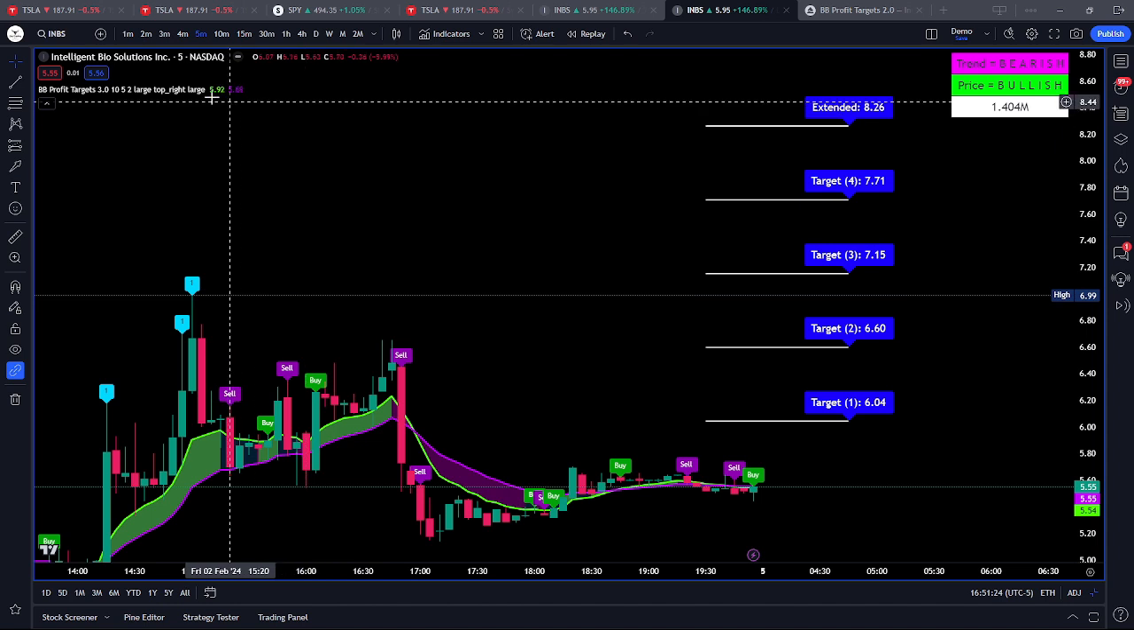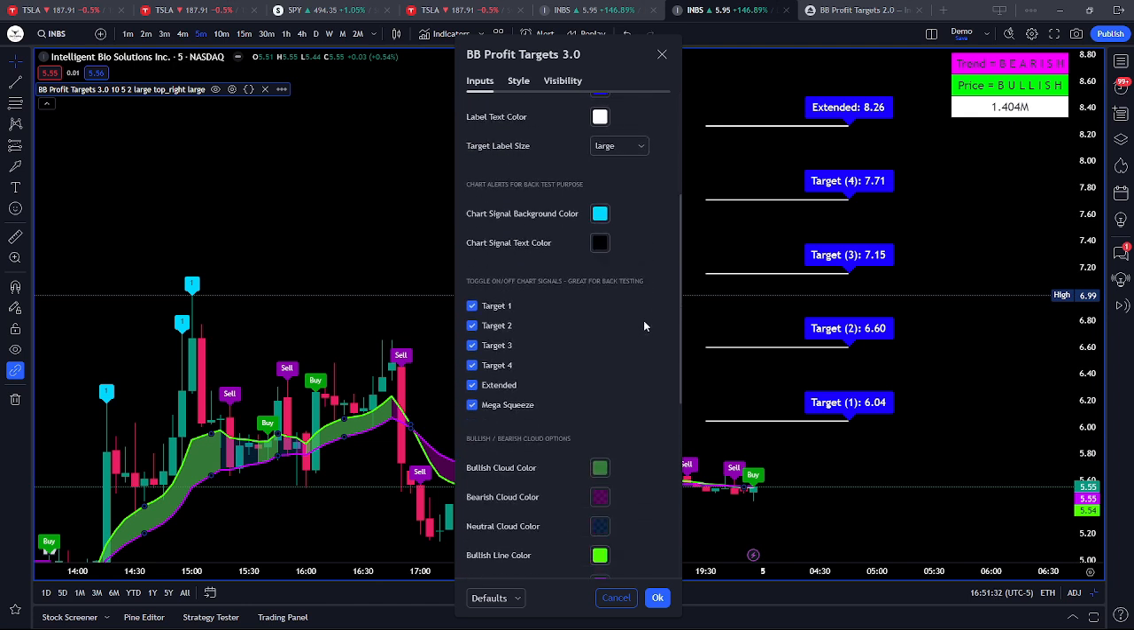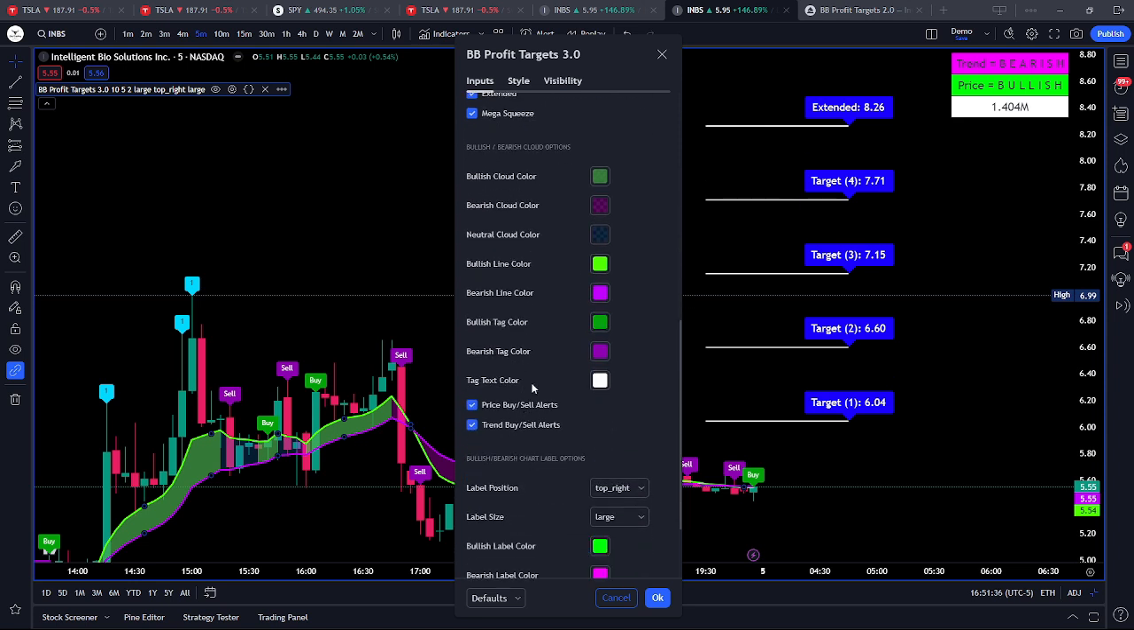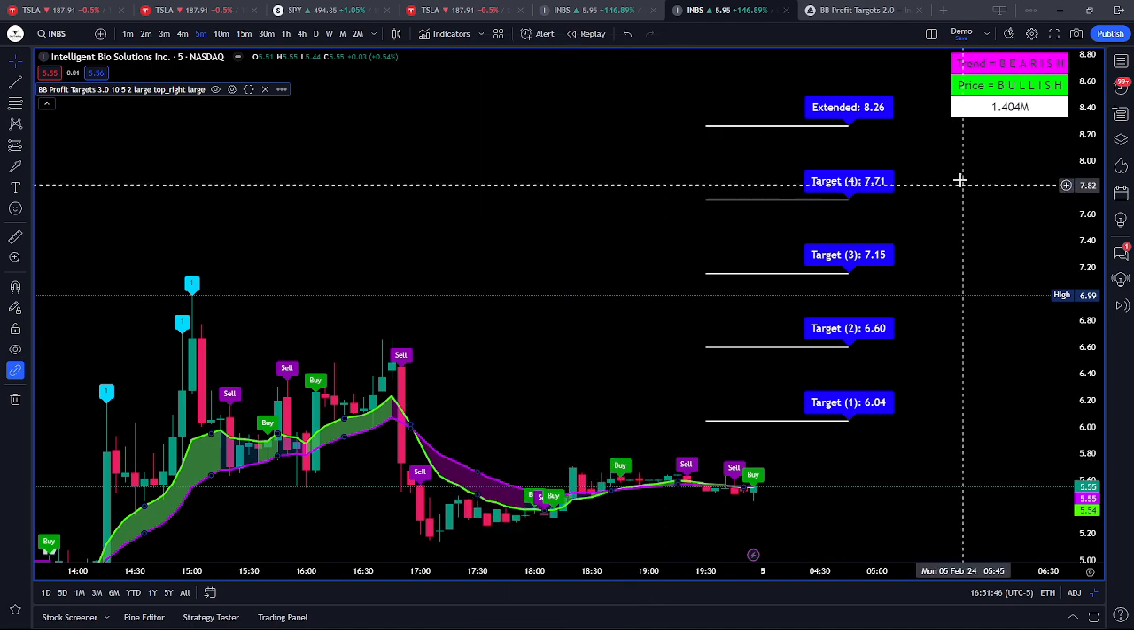User inputs. If you double click on the indicator, it will open up the user inputs. In these user inputs, you can change the style of the line, the thickness, the color of the text or the line. You can toggle on and off alerts, change colors of the bullish and bearish signals. You can turn off and on the bullish and bearish labels, and multiple different options.